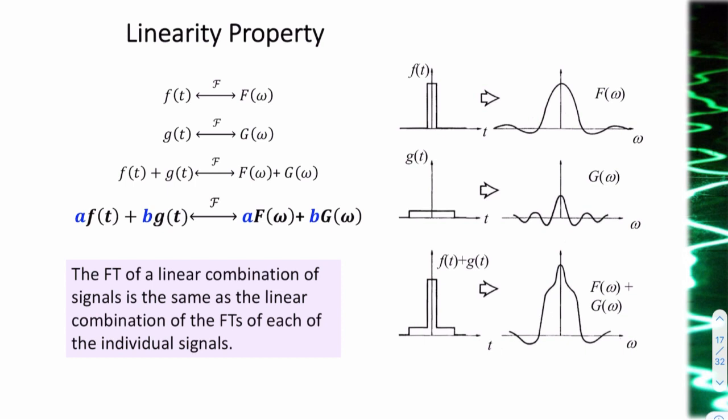And as an illustration, let's say f of t looked like that, some rectangular pulse. g of t is also a rectangular pulse. Each of these has their corresponding spectra. If I were to add f and g, it would give me a signal that looked like that. The spectrum I could find by simply adding the two spectra together. So the spectrum of f plus g is F of omega plus G of omega. So pretty straightforward and intuitive.